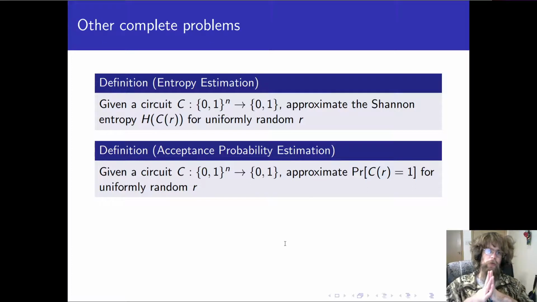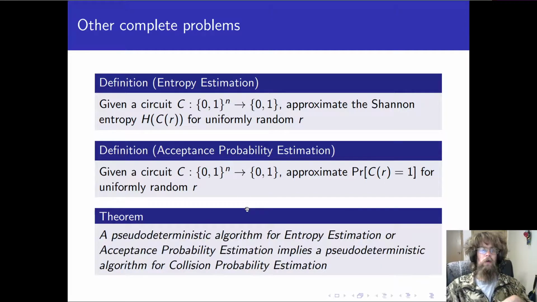So that's not the only complete problem we get. We also show that estimating the entropy of a circuit, Shannon entropy, and estimating the probability of getting 1 from a circuit are also complete. Because if you can do either of these pseudodeterministically, you can do collision probability estimation.